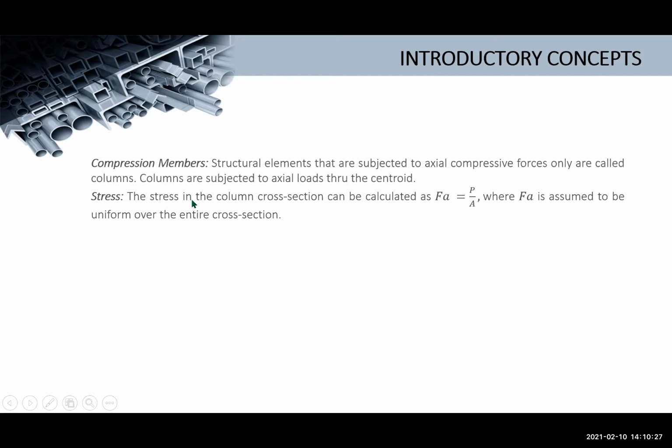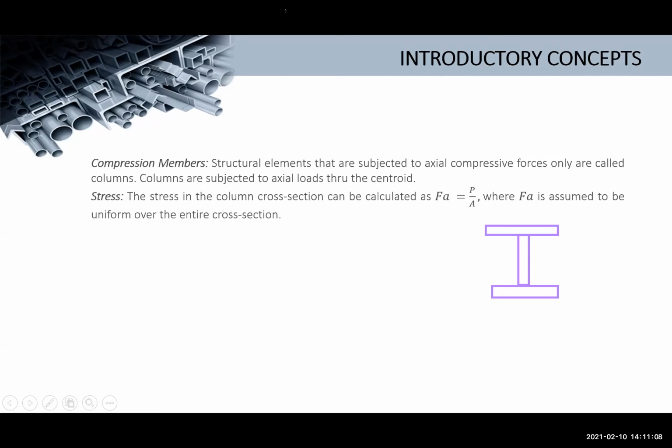Next is your stress. The stress in the column cross-section can be calculated as force over area. Again, babalik tayo sa deformables, di ba? Force over area is equal to your stress, where F over A is assumed to be uniform over the entire cross-section. For example, we have a cross-section of an I section or I-beam. Let's say we have an I-beam. This is the cross-section of the column, and this is the top view, because a column stands upright.